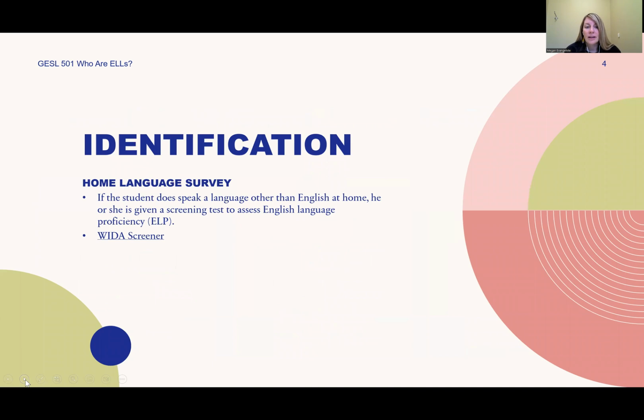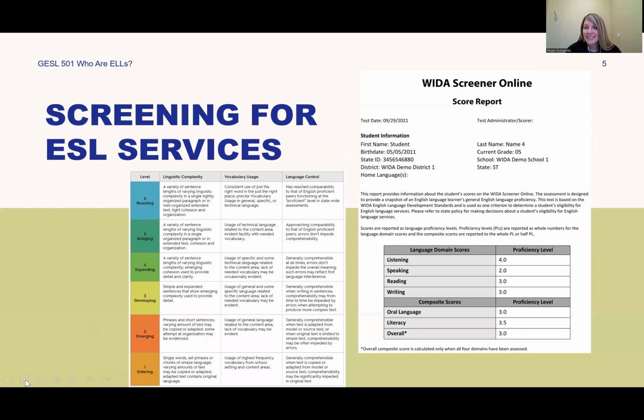If a student is speaking another language at home, he or she is given a screening test for English language services, and we're measuring their English language proficiency. So within the state of Pennsylvania, we use the governing body of WIDA. So this WIDA gives us our standards, it gives us our screening for new students, and it also gives us our yearly test that we give to students for English language proficiency. So, for instance, I just screened a student today for English language proficiency using the WIDA screener online.